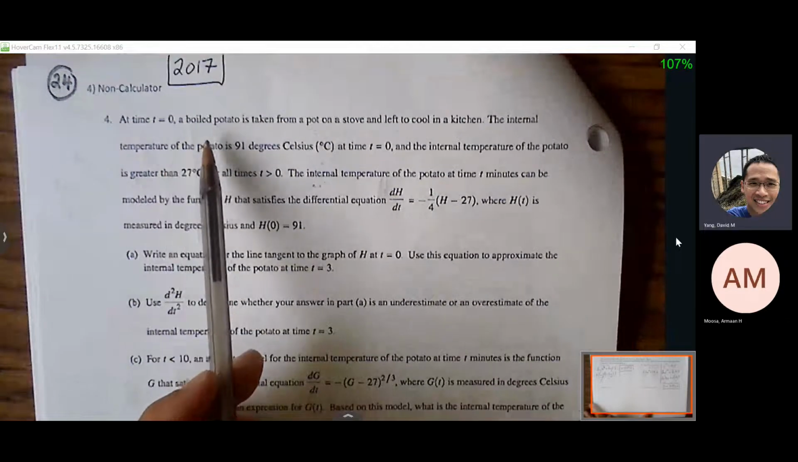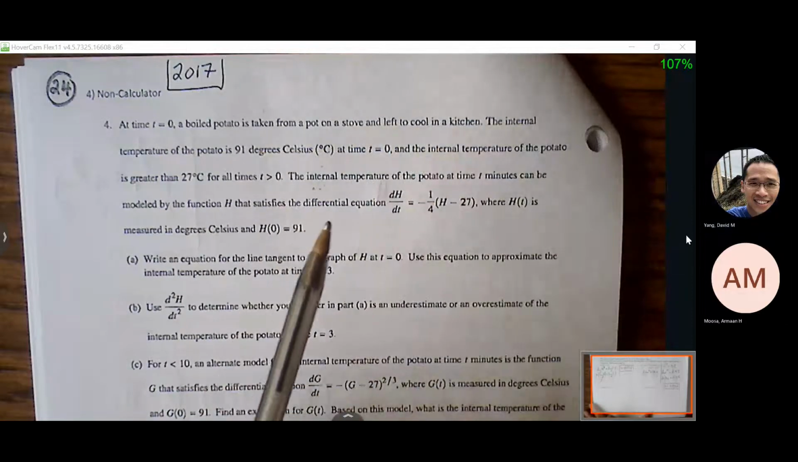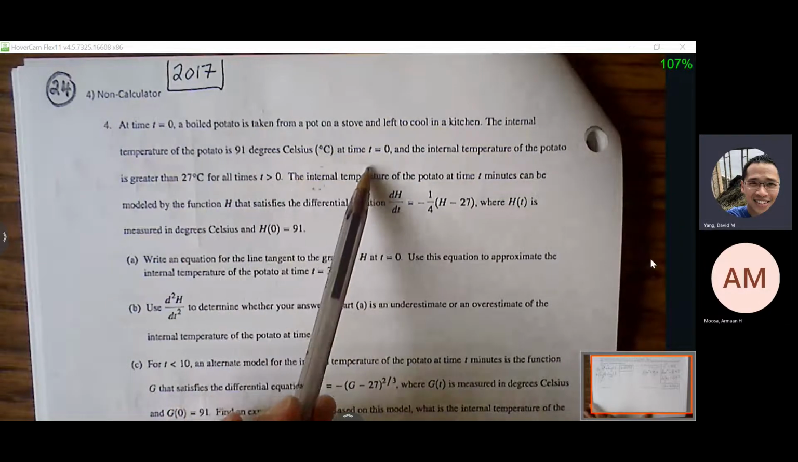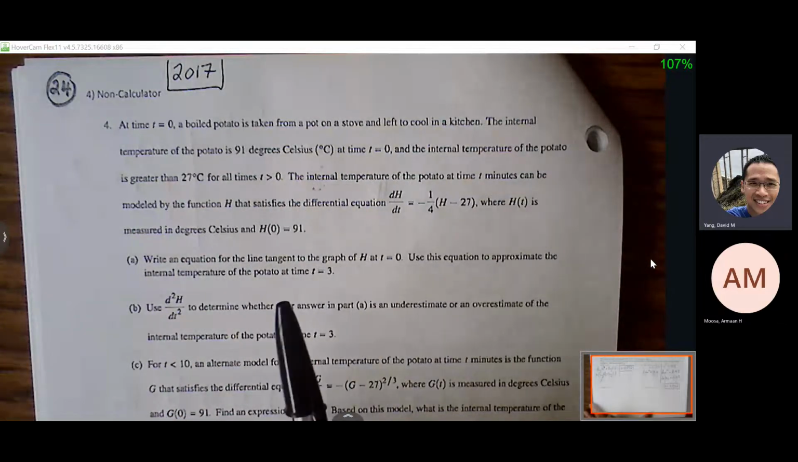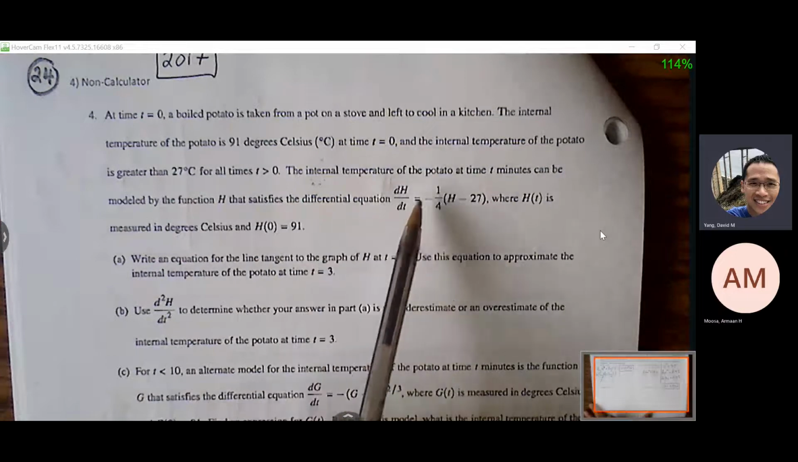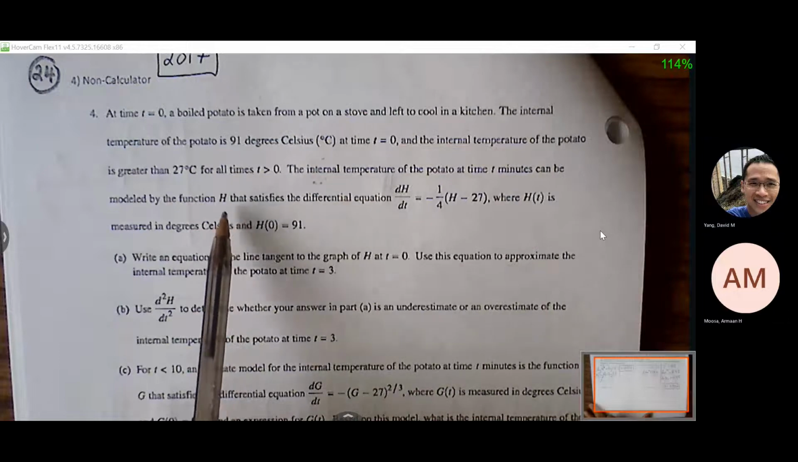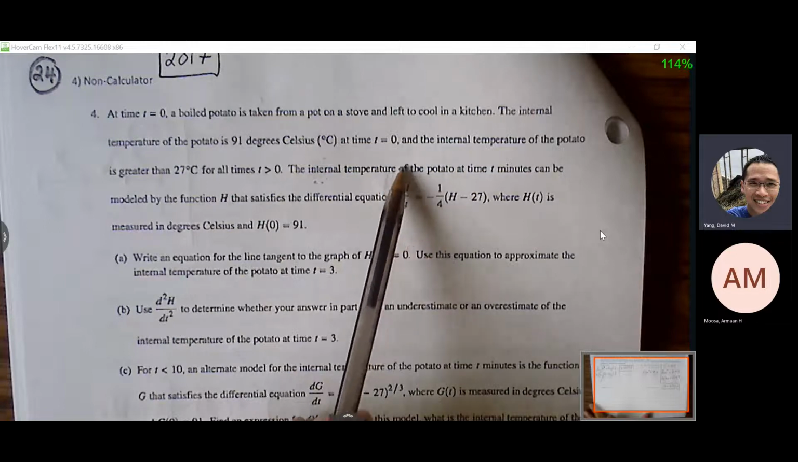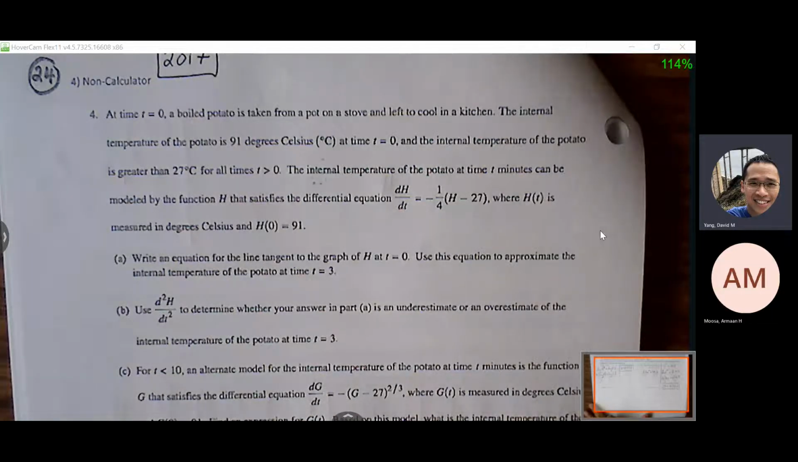All right, so at time t equals 0, a boiled potato is taken from a pot on a stove and left to cool in the kitchen. The internal temperature of the potato is 91 degrees Celsius at time t equals 0, and the internal temperature of the potato is greater than 27 degrees for all times t greater than 0. Internal temperature of the potato at time t minutes can be modeled by the function h of t, that satisfies the differential equation dH/dt, think of this as your h prime, equals -1/4 (h minus 27), where h of t is measured in degrees Celsius and h of 0 equals 91.